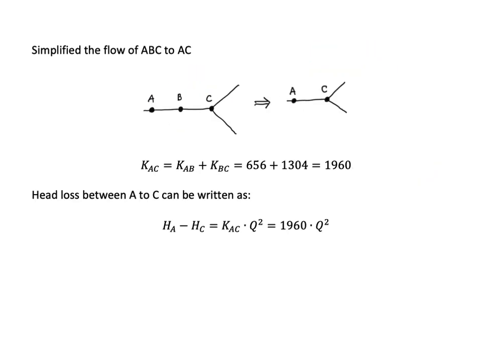So for B to C, there's nothing much we can do because it is just a straight line. So we could merge AB plus BC by adding the two values of the resistance. AB here is equal to this and this is equal to this. So we substitute the values, and we get 1960. This means that if we simplify the flow from ABC to become A to C, the total resistance here is 1960.